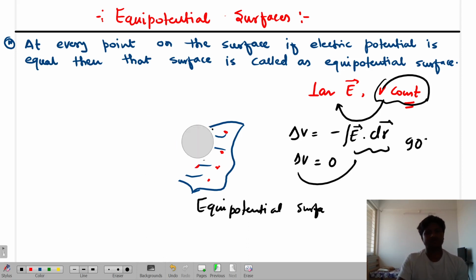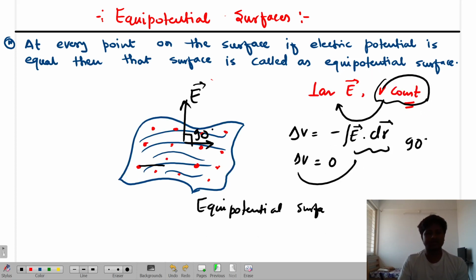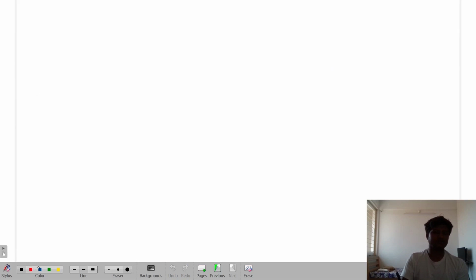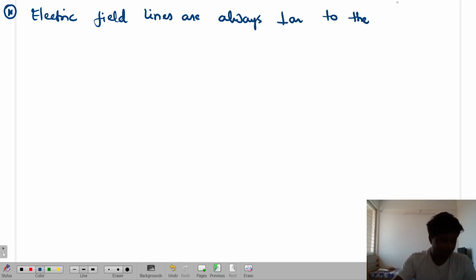So let us define it in a much greater sense. Let it remain. Okay. So the first thing is that. Second point, let us mention some cases, basically the points. The second point is: electric field lines are always perpendicular to the equipotential surface. Okay?